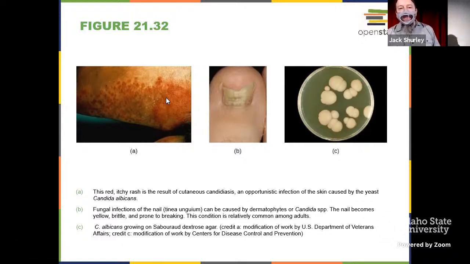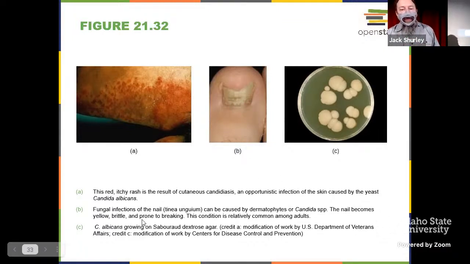So here we've got cutaneous candidiasis, red rash-like lesions, kind of crusty on there, and nail infection. In this case, tinea unguium, and it can be the result of some dermatophytes. It also can be Candida, so a couple of potentials with that.